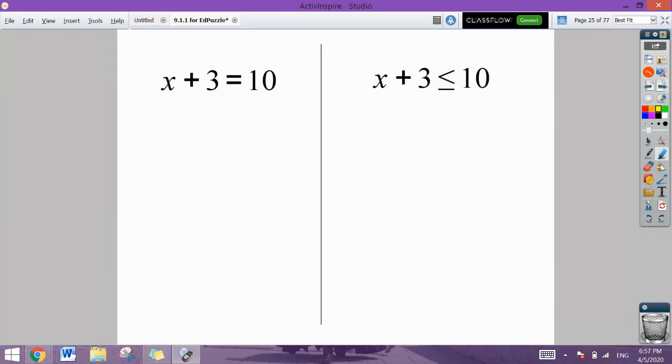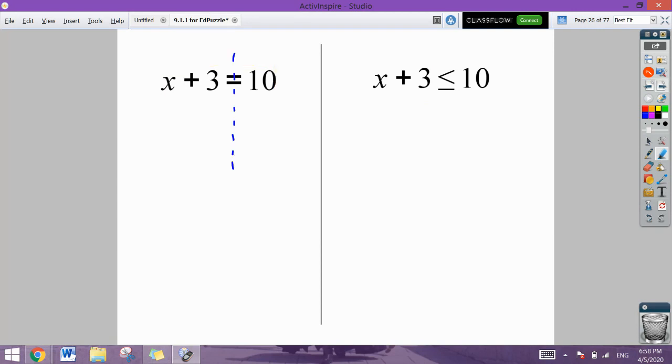So the way that we solve an inequality is the same way that we would solve an equation. As you can see, I have x plus 3 equals 10 compared to x plus 3 is less than or equal to 10. All I did was change the inequality for an equal sign, because we know how to solve that equation on the left, right? Go ahead and copy it down if you haven't.